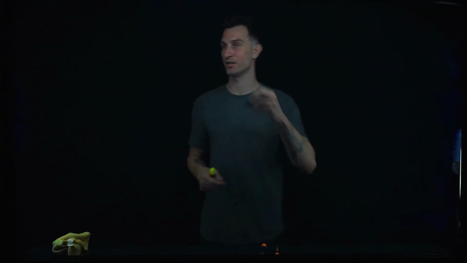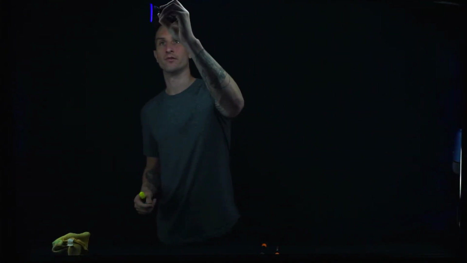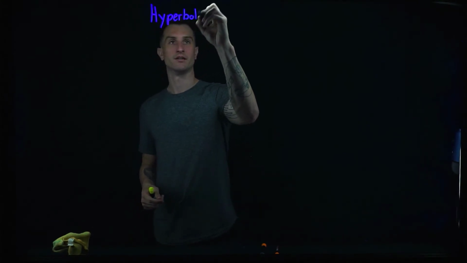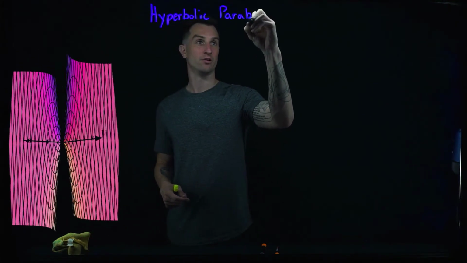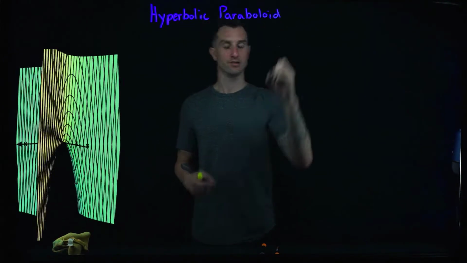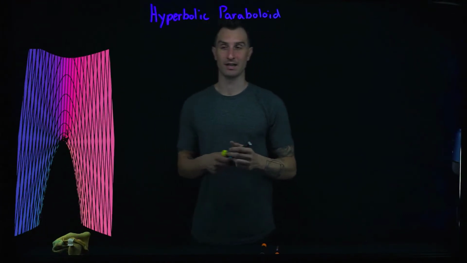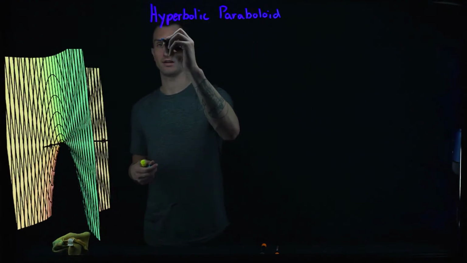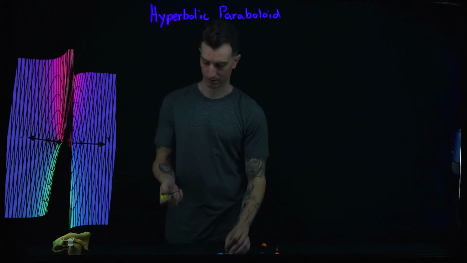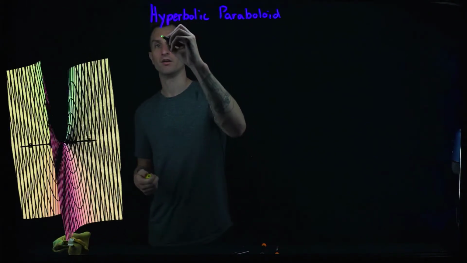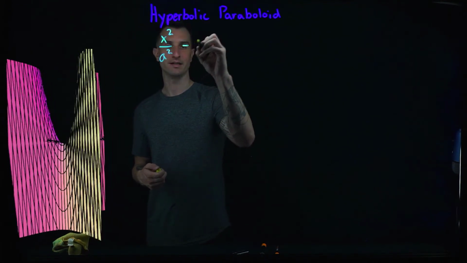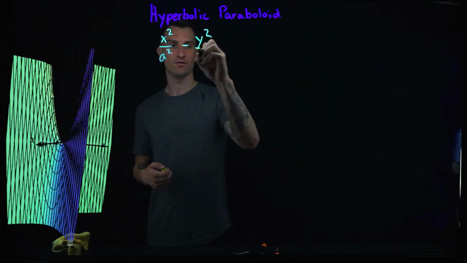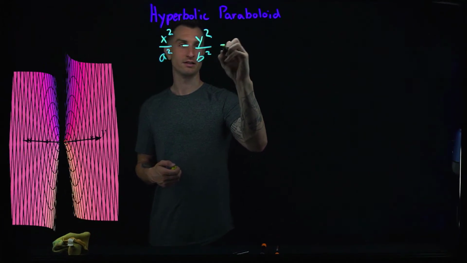Last quadratic surface, we are going over the most interesting one, the hyperbolic paraboloid. Let's see if I can get no misspellings. Okay, now the equation for this is going to be, let's use a different color, hopefully a non-squeaky marker, x squared over a squared minus y squared over b squared is equal to z over c.